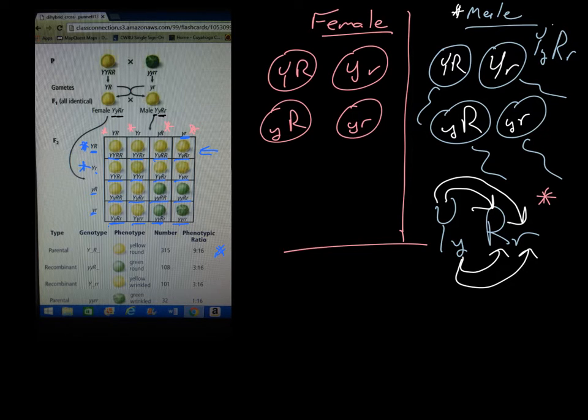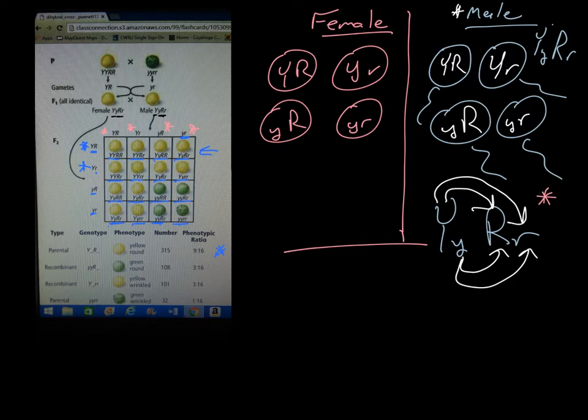There's only 1 of those. And then here there's 2. Big Y, big R, little r. So 2 heterozygous combinations. Here's heterozygous for color, but homozygous recessive for wrinkled. Here's homozygous recessive for color, green, and homozygous dominant for smoothness. Notice that these 2 are opposites.